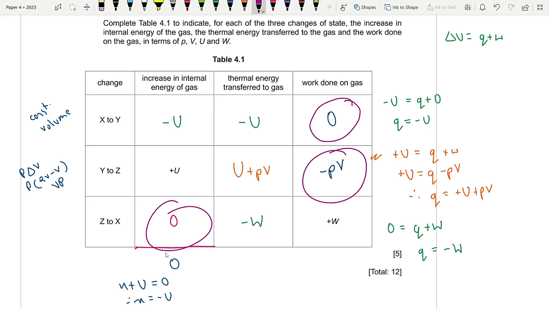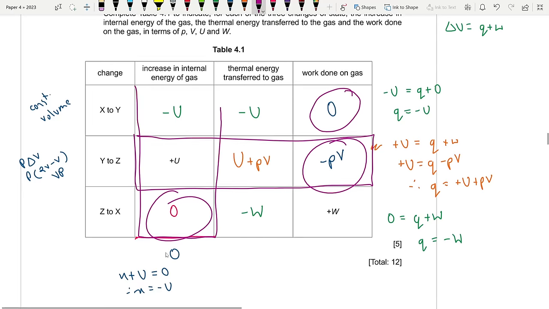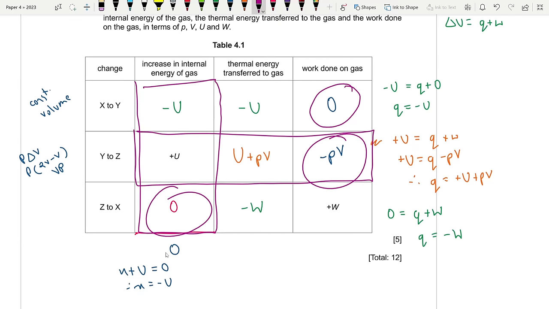Now, how did we solve this? I used this box using U plus Q is equal to minus PV. So Q is equal to U plus PV. And then I used these three boxes over here. How? I used the increase in internal energy unknown plus U is equal to zero. So the increase in internal energy must be zero minus U, which is minus U. I found that out. And finally, I matched these again using this triple box over here.